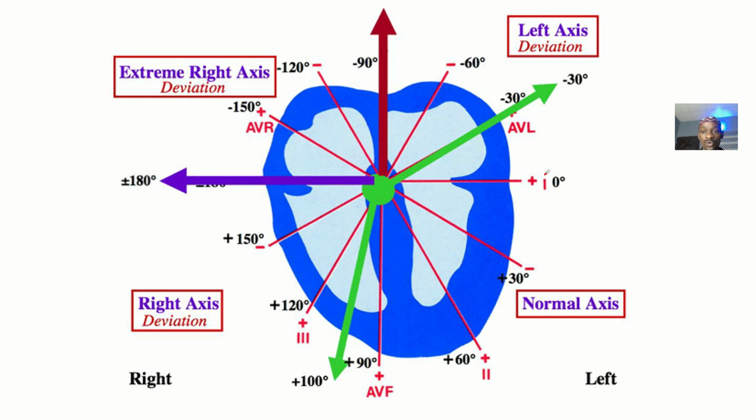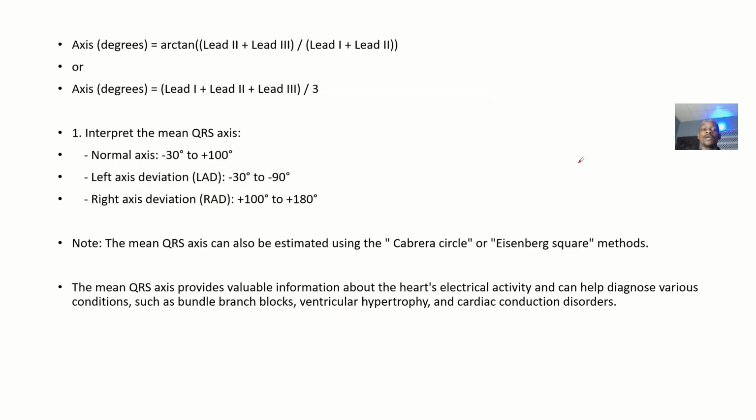So this is just what a hexaxial diagram actually looks like. I can see lead 3, lead 2, and lead 1. So now after you've plotted everything, the diagram you could use to determine the mean axis is this. You could say the axis equals what?